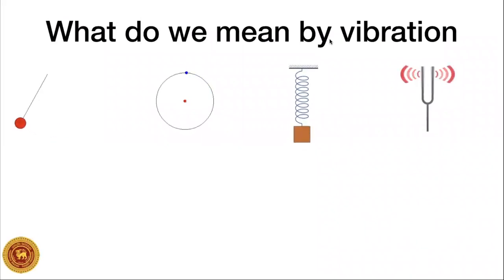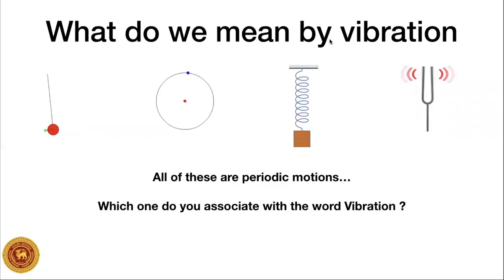So let's take a quick look at what we mean by vibrations, what we intuitively understand by vibrations. Over here you see 4 types of motion. On one hand you have this oscillatory motion. On the other hand you have this circular motion, again an oscillatory motion, again an oscillatory motion. Out of these, which one do you typically associate with the word vibration?